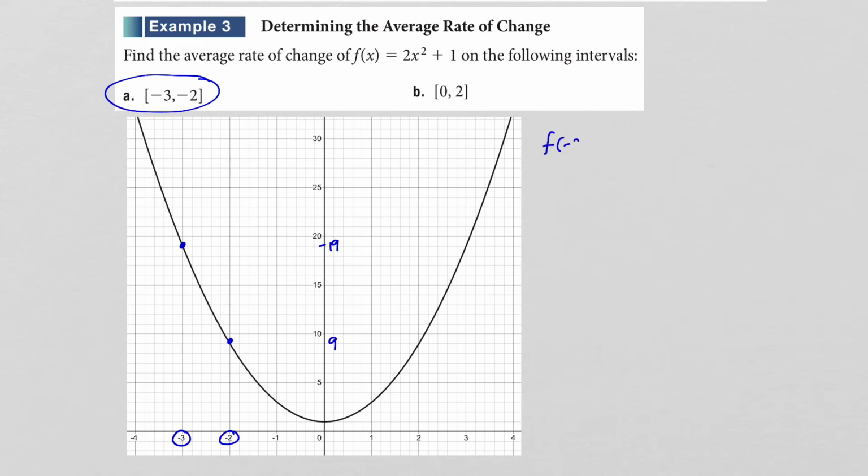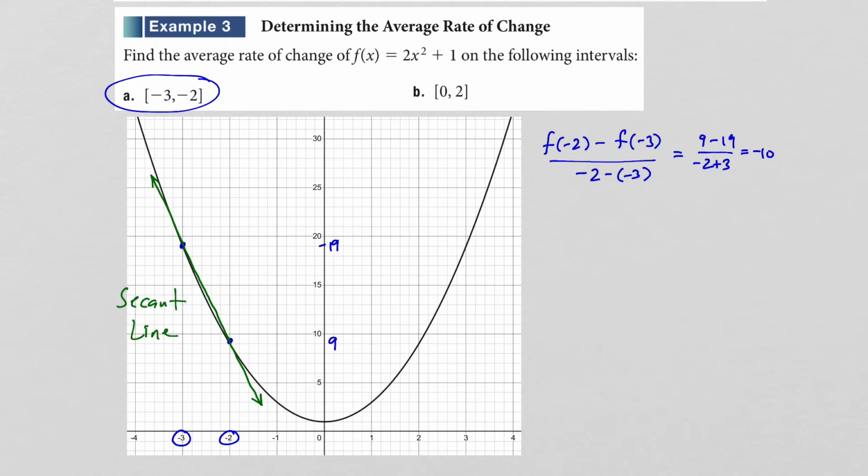And remember what we did. We took f of -2 minus f of -3 divided by -2 minus -3. And this was 9 minus 19 divided by -2 plus 3. And that was -10. What we basically did there is we found the slope of the line going through these 2 points. Okay, so notice that that line is what we call a secant line. It is a line that intersects the curve in 2 points. And the slope of that secant line tells you the average rate of change of this function from this number to this number.